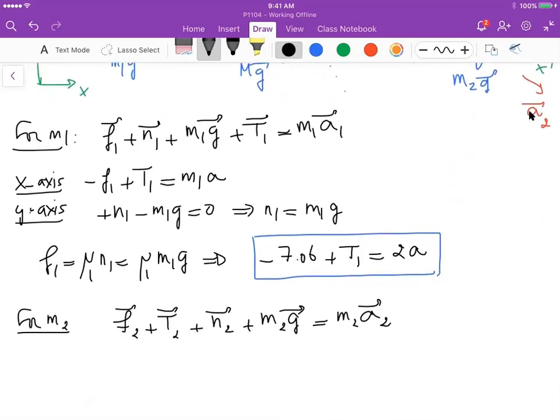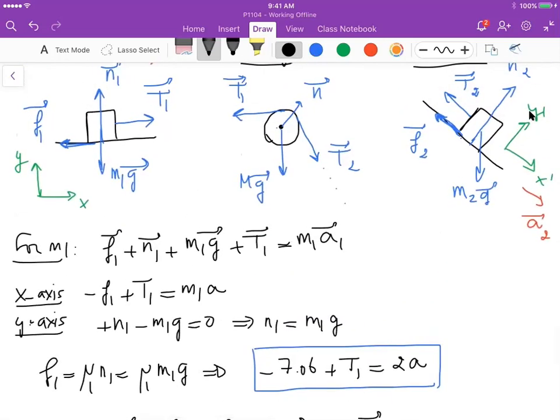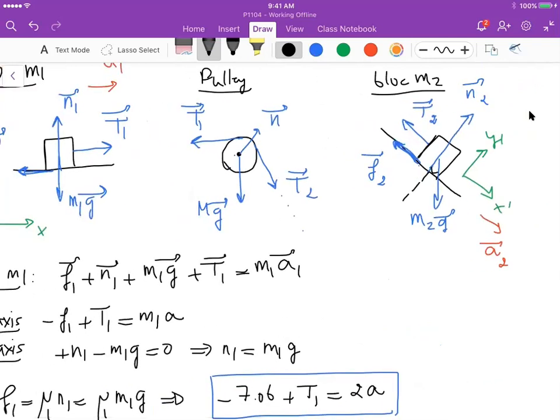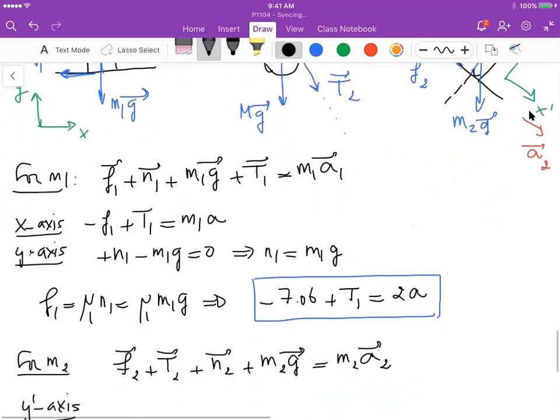So what do we get? For the Y prime axis, meaning the vertical, we get plus N2 minus M2G. This angle here is theta. Let me just write it down. So this angle is the same angle theta. So we get minus M2G cosine theta is equal to 0.